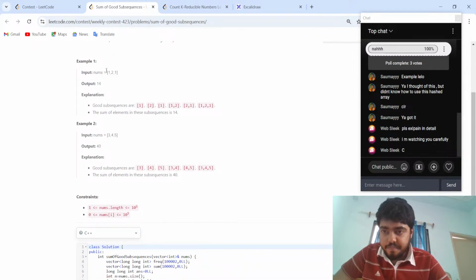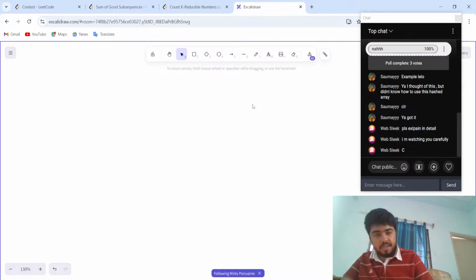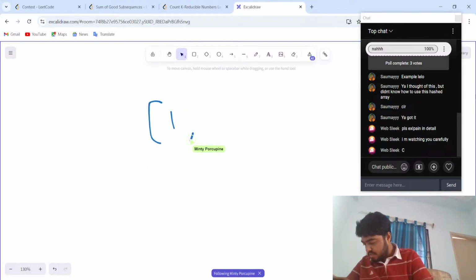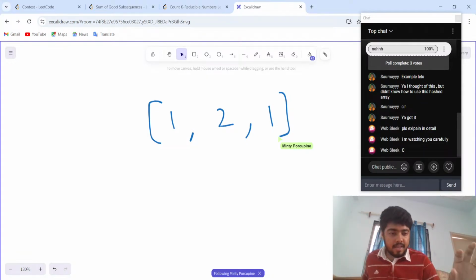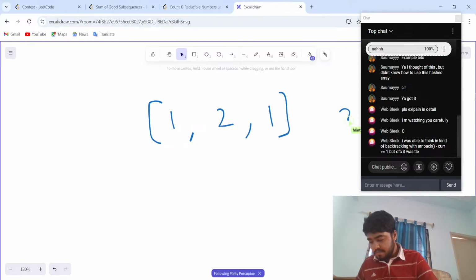So let's take this example: 1, 2, 1. What does the question mean? First, you have to understand what the question means. So let's say we are having 1, 2, 1. What are the good subsequences over here? We know that anything of size 1 is a good subsequence. So there are three subsequences that we have got already.